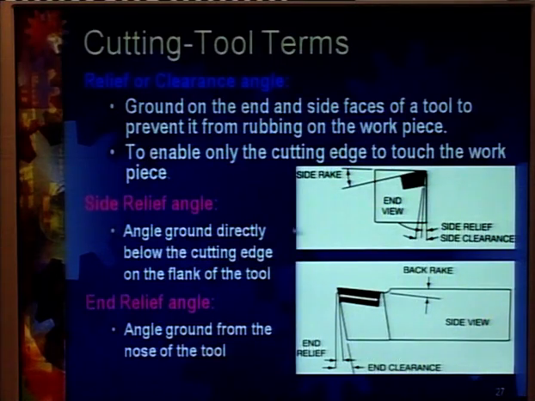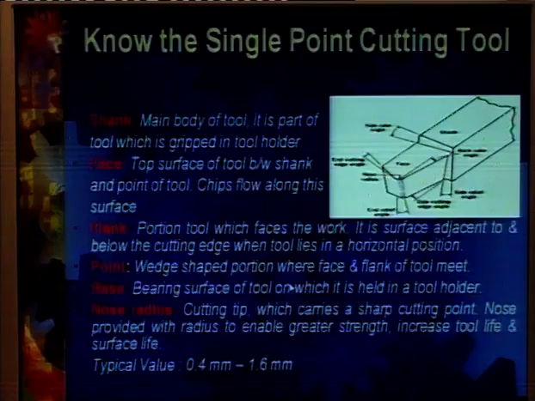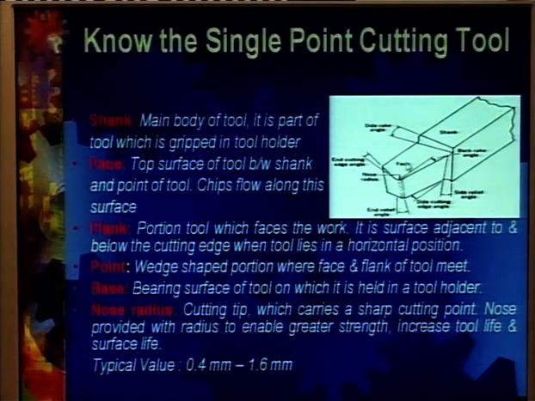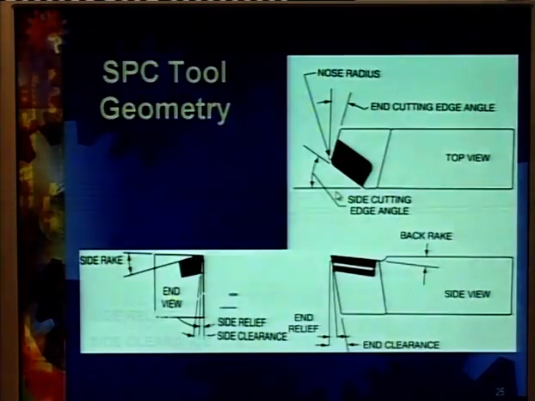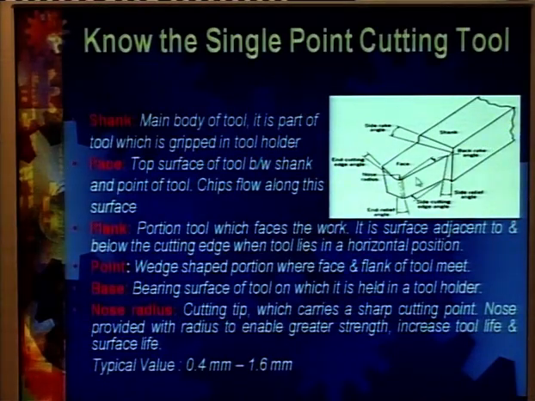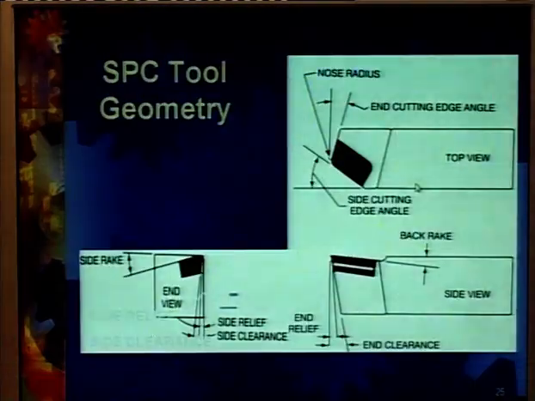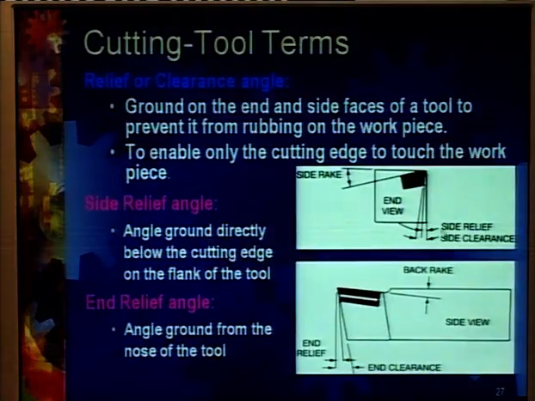The other angle, the side relief angle, is the angle given to this edge. This particular angle is known as side relief or side clearance angle. The angle given to this end is known as end relief angle. If we look at the terminology again, the angle given to the face is known as side rake, the angle given to this flank is known as side relief, and the angle given to this end is known as end relief angle.